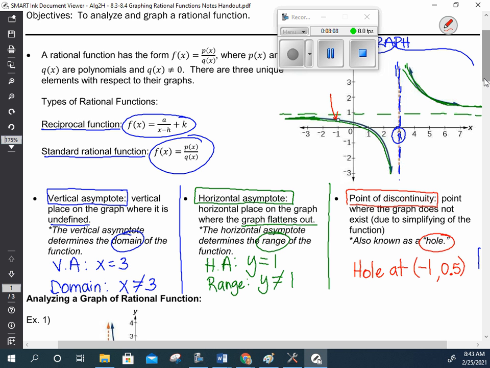In a little bit, you'll see how we find the hole, how we find what that hole is. We'll get to that in a second. There's an algebraic way to figure out the hole in the graph.